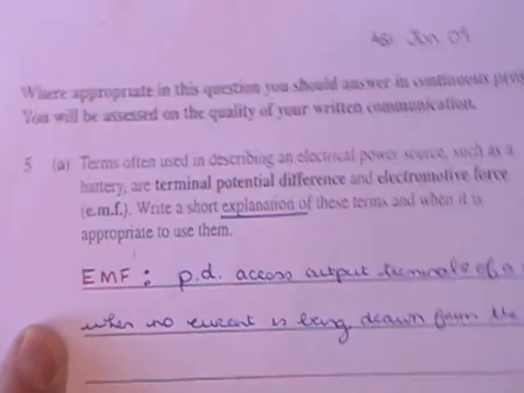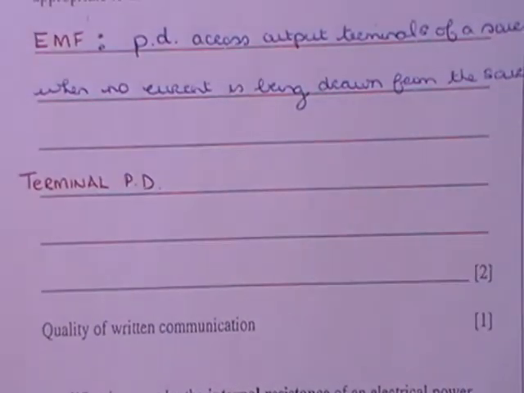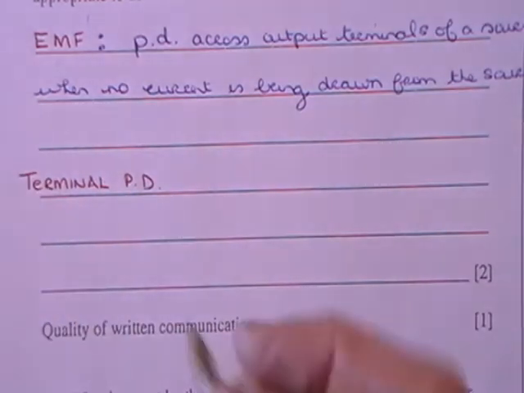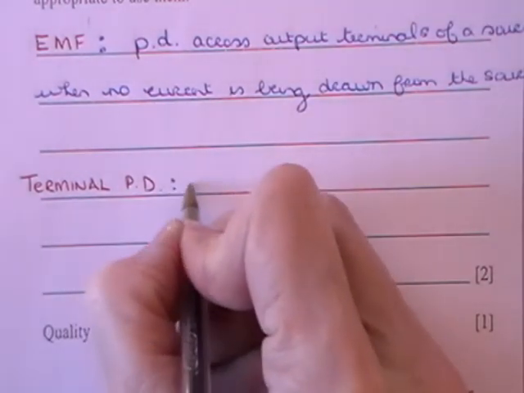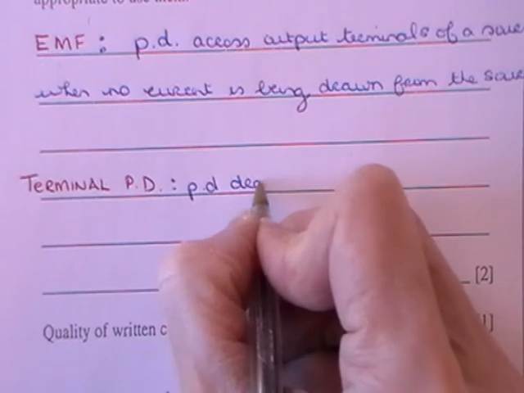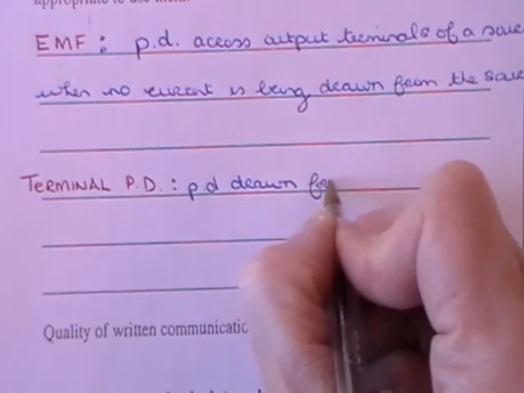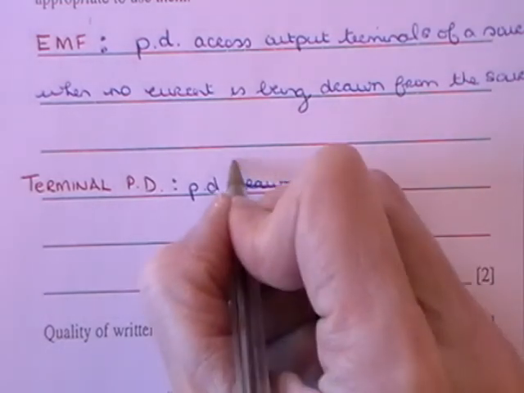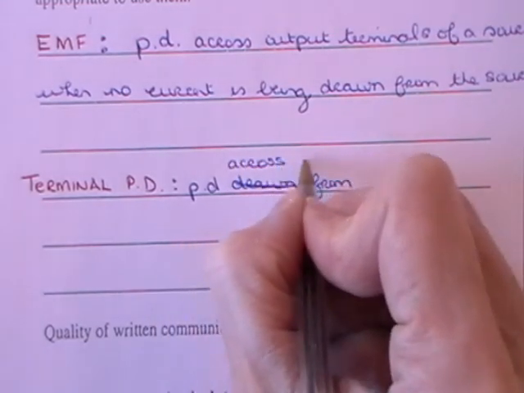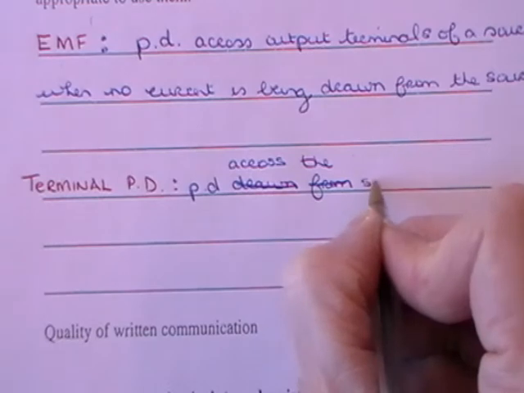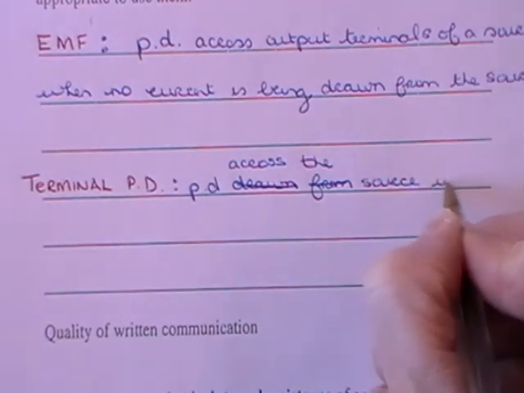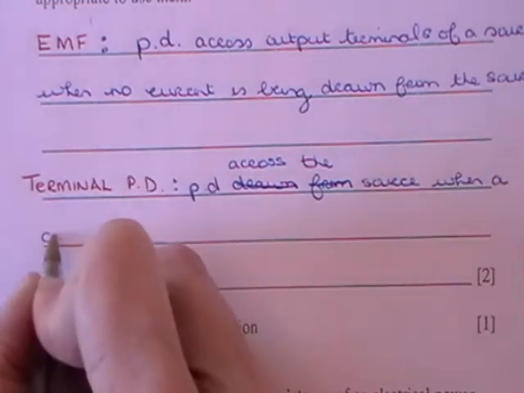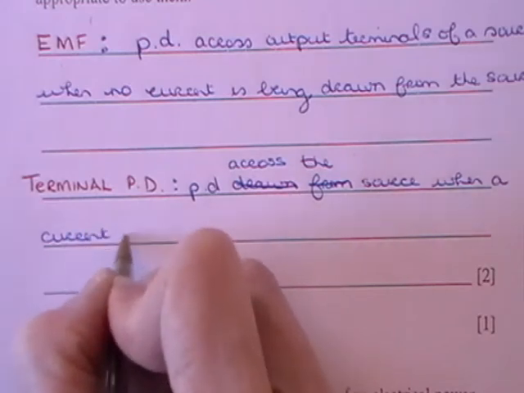And then terminal PD is the PD across the terminals when a current is being drawn, and it should be lower than the EMF. So PD across the source when a current is being drawn from it.